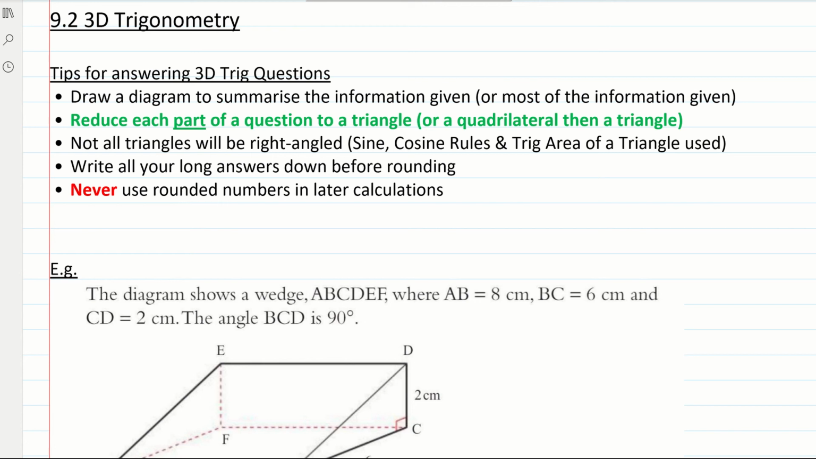You also need to write all your long answers down before rounding them. So don't just write your rounded figure. Don't just think it's going to be saved on your calculator, because you might need something from part A for part D. So write all your long answers down or write them as surds. Never use rounded numbers in later calculations. You will lose accuracy and you will lose marks.